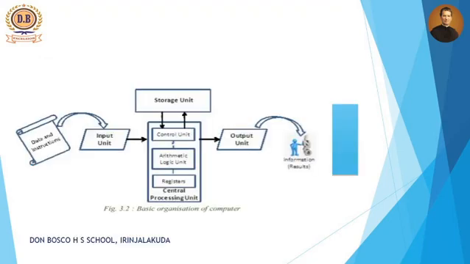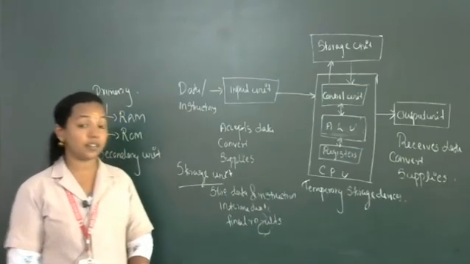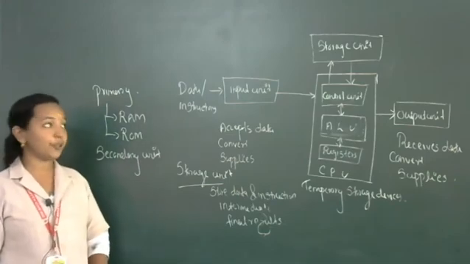In that picture itself, the neat diagram is already present. What is the first step? Data and instruction are transferred to the input unit. The input unit is connected with the processing unit. The processing unit consists of the control unit, ALU and registers. Again the processing unit is connected with the storage unit, then the output unit. Okay, clear? You want to draw this diagram in your notebook.